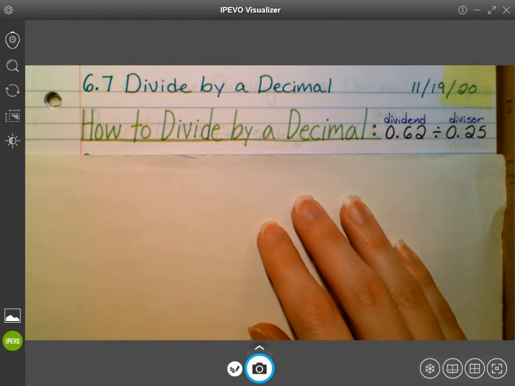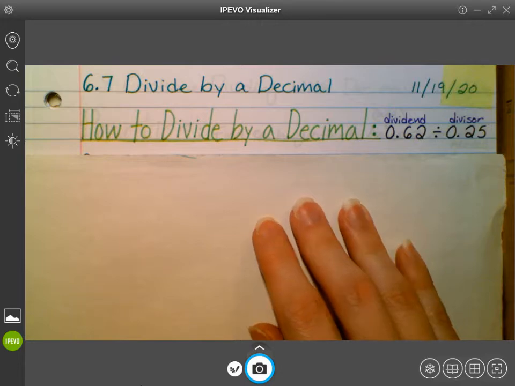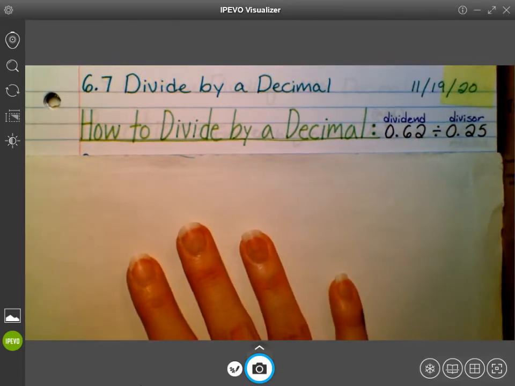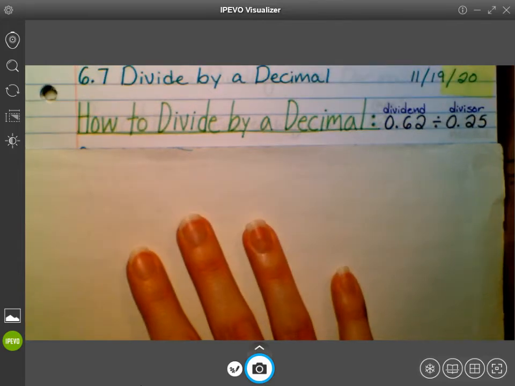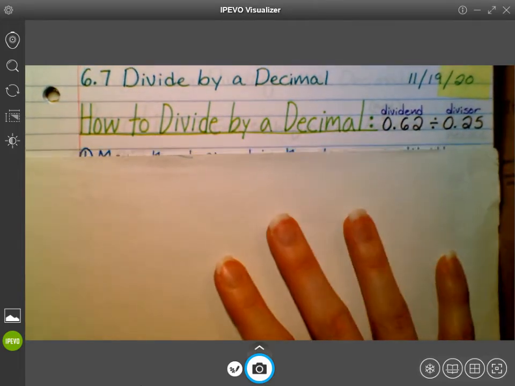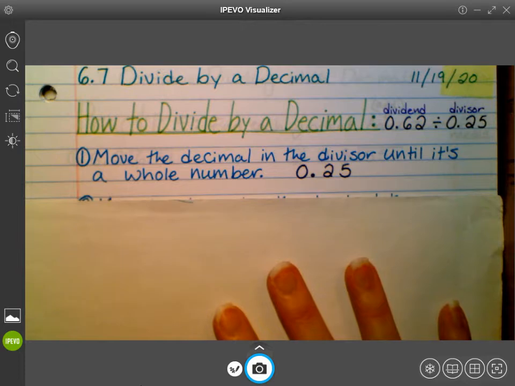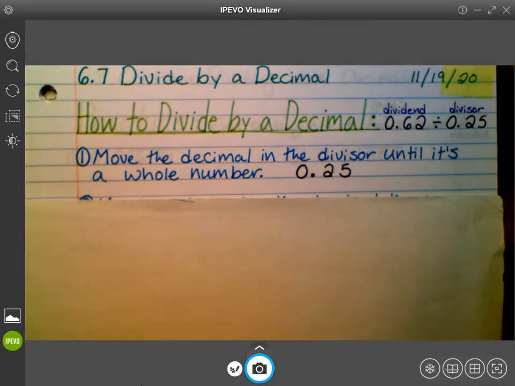All right, are we ready to move on? Okay, so we have some steps. And like I said, it's really one step that we're adding to our process. So, step 1, we need to move the decimal in the divisor until it's a whole number. So go ahead, get this written down just as I have it, and then I'm going to show you what I mean. Step 1, move the decimal in the divisor until it's a whole number. Get that written down, and then I will show you what I mean.